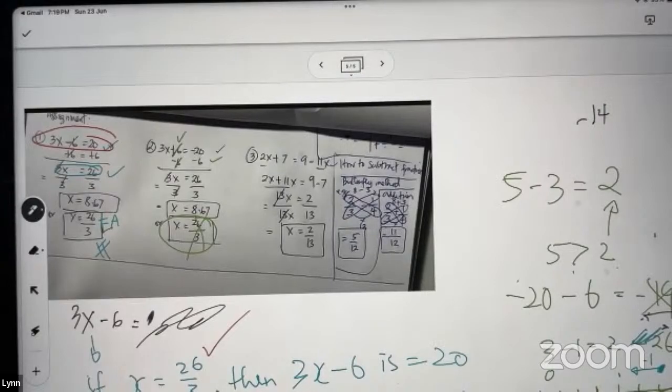Sorry. This is not helping. The lagging is very bad. I cannot teach you like this.